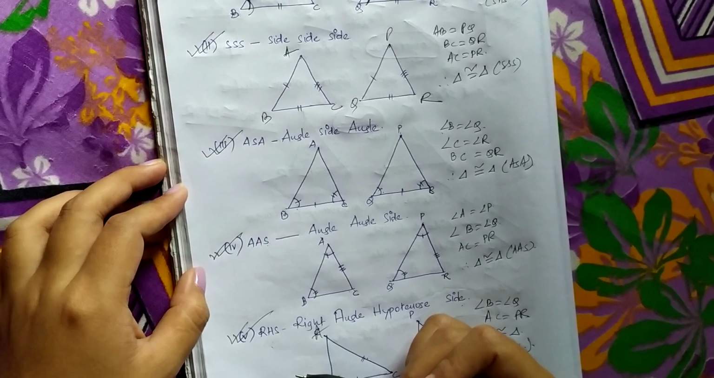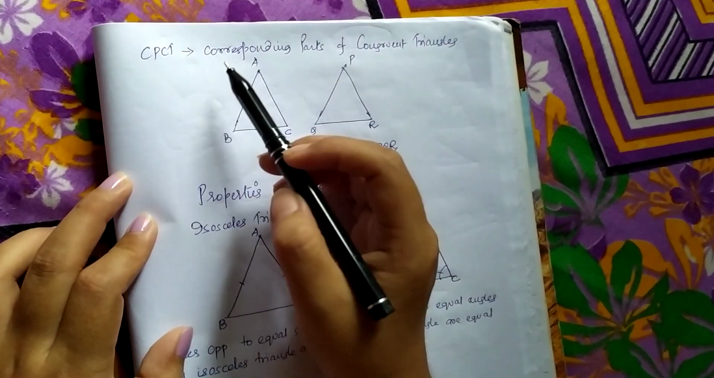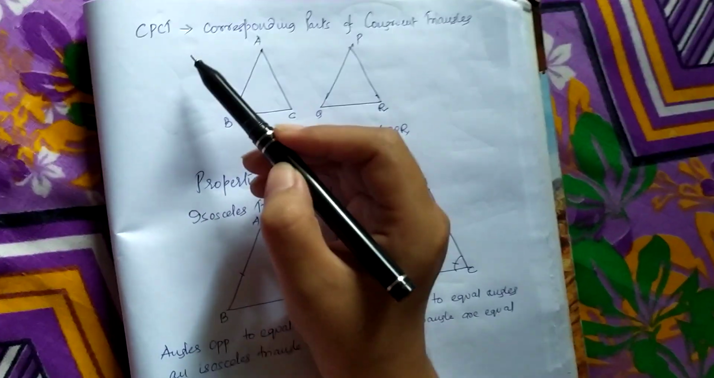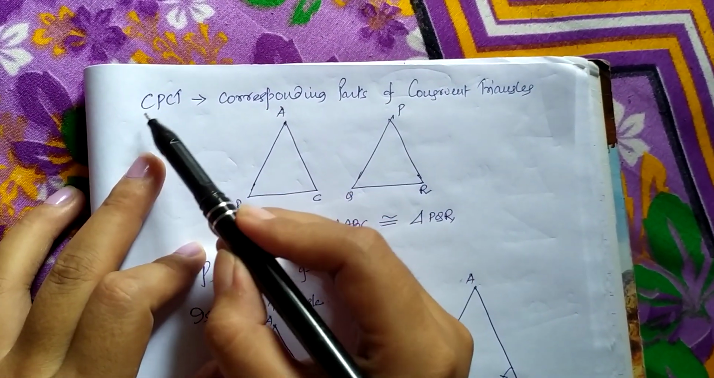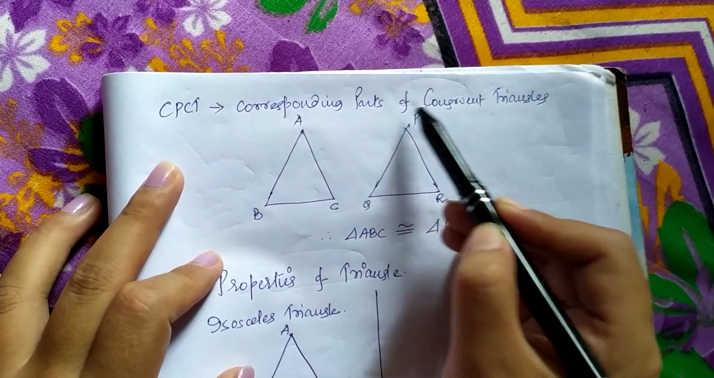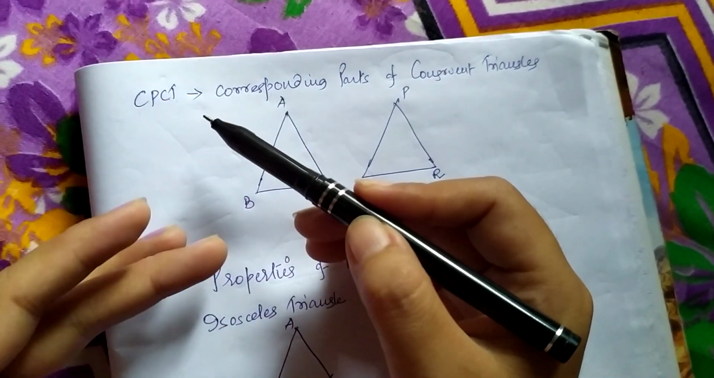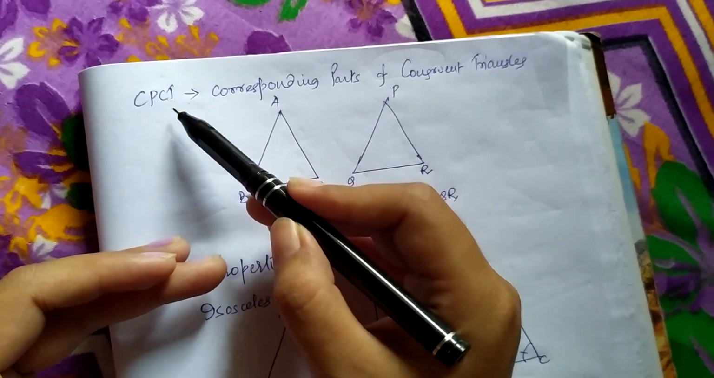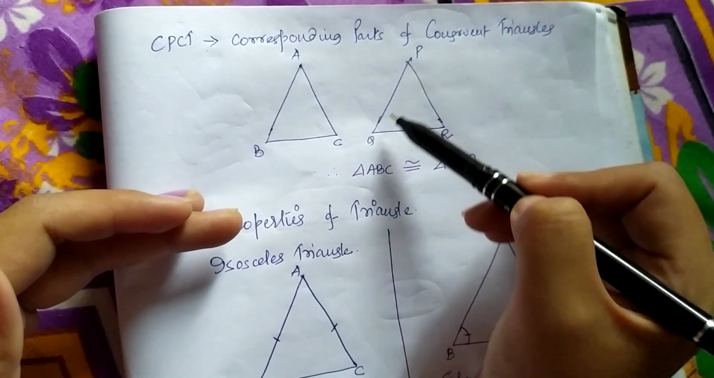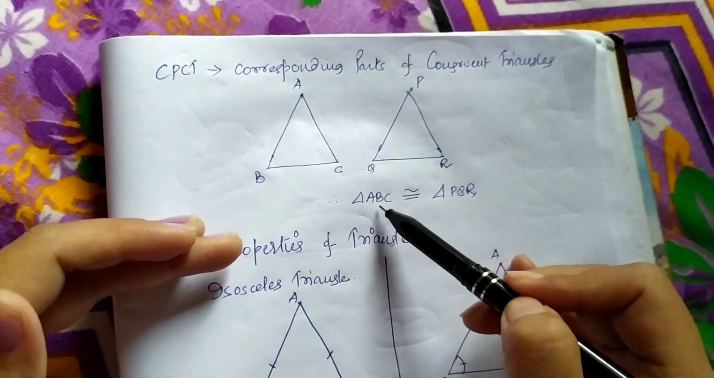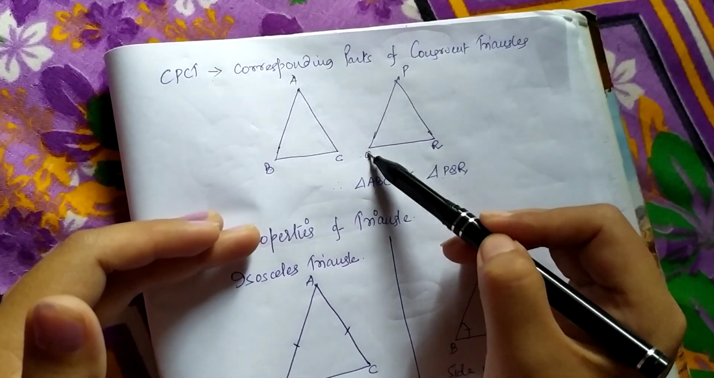Now after that we have one more important thing, which is the CPCT rule. Again, one more important rule of congruency. Let us first know the full form of CPCT. CPCT means corresponding parts of congruent triangles. This rule will only be valid after the congruency. After proving congruency, we will have this CPCT rule. So what does this CPCT rule say? Whenever you are finished with the congruency of two respective triangles, say suppose triangle ABC is congruent to triangle PQR.